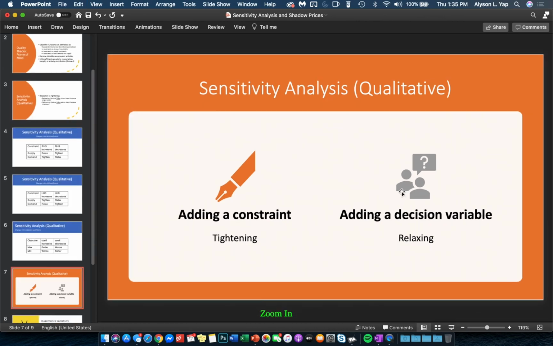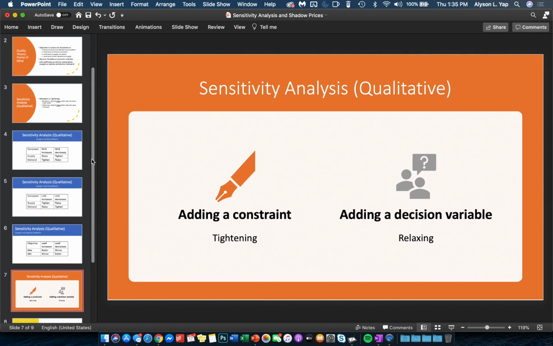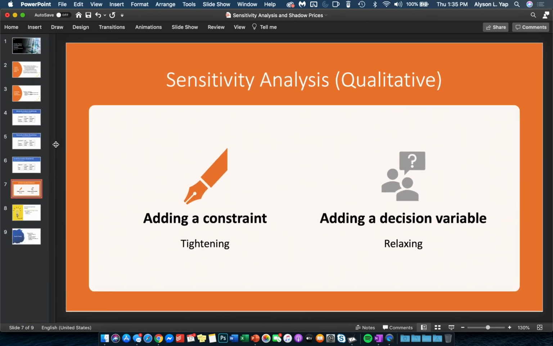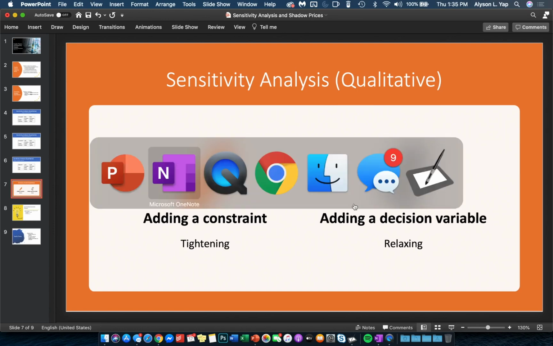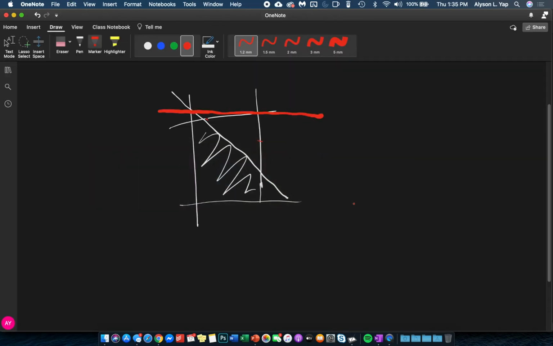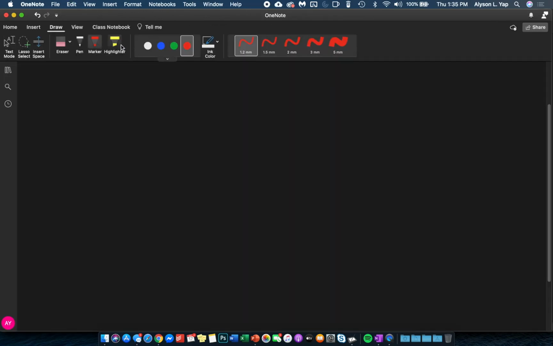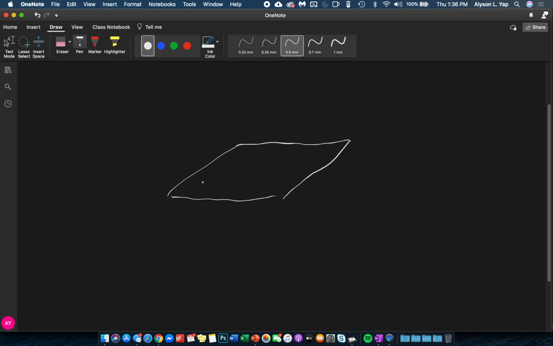On the other hand, adding a decision variable is always a relaxing change. And why is that? Let me explain it this way. Let's say your feasible region looks like this. Okay? So it's a two-dimensional feasible region. And let's say this is your x1 and this is your x2 axis.